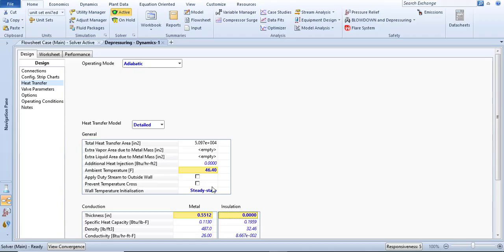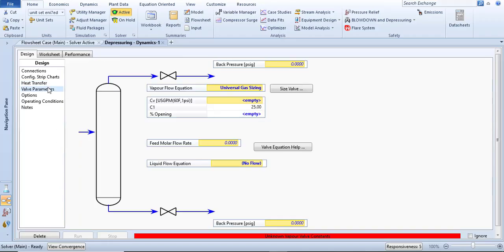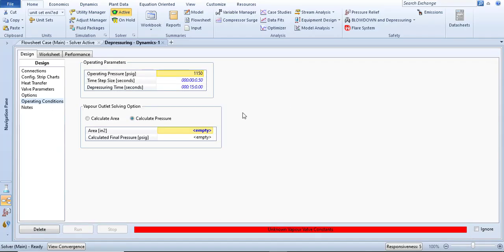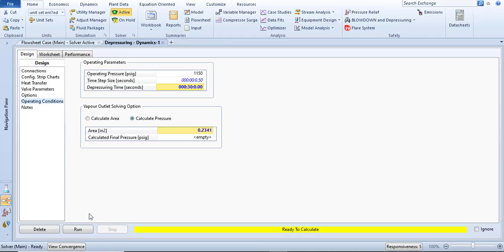Let's move forward to the next step, that is the valve parameters. In valve parameters, we will put the Cd factor of, you can say, 0.6 or 0.8. It's up to you. In the options, this is PV work done, and the maximum you put, the minimum temperature you get. For the operating condition, I remember it's adiabatic, so I will put around 30 minutes for that. And the area from the fire case was somewhere around 150 square meters, and then we will run it.